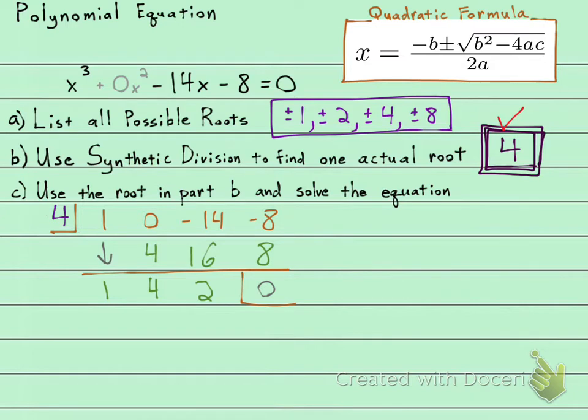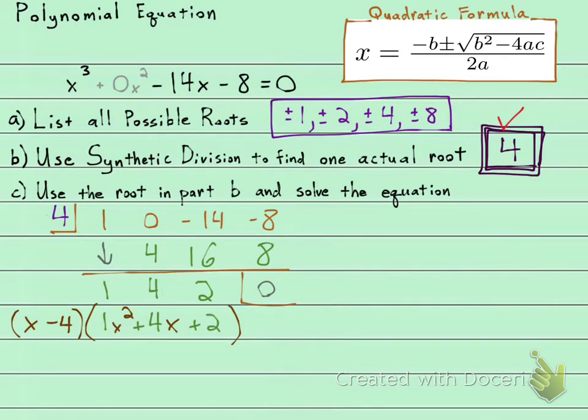So taking what we know, that 4 is a root, we're going to make the factor x minus 4. Okay, because if 4 gets plugged in there, we get a 0. And that solves the equation. We're going to use these 3 numbers to be the coefficients of our trinomial. So we're going to have 1 x squared, and then a positive 4x, and then a plus 2.